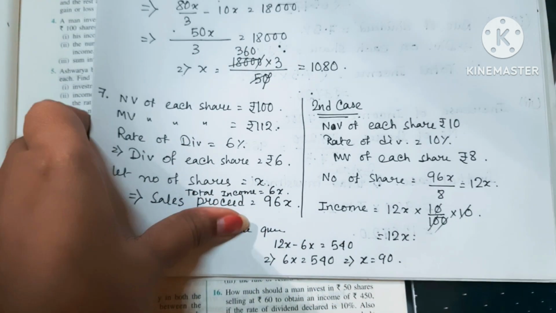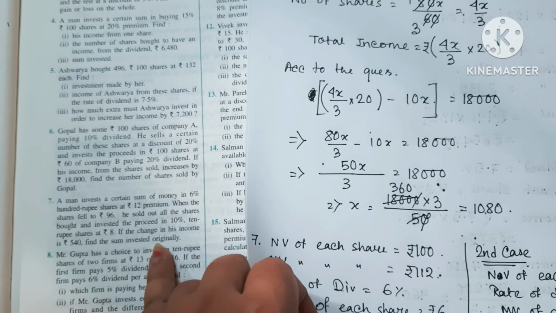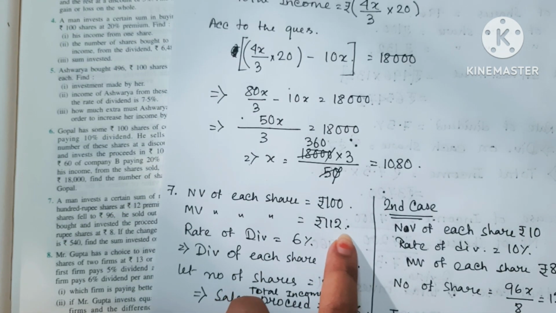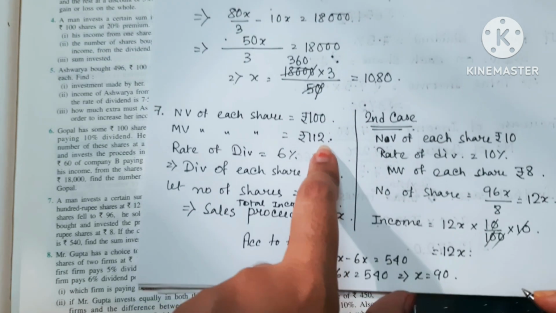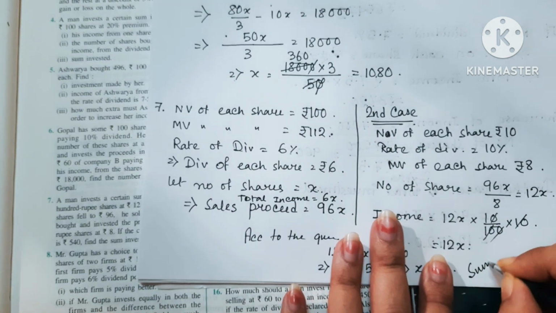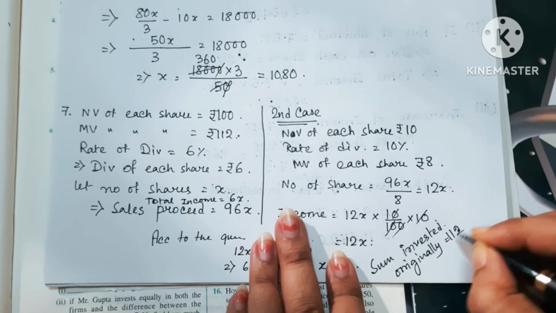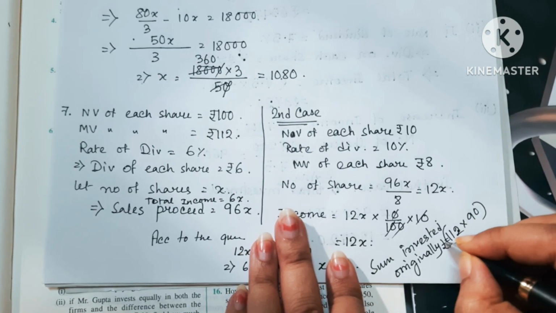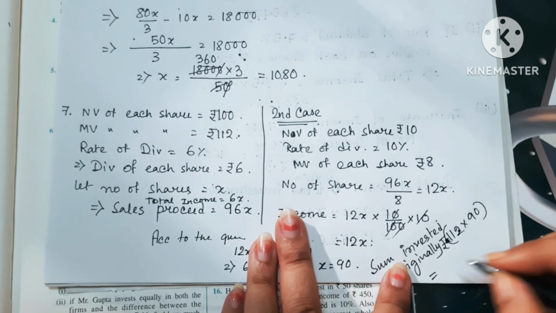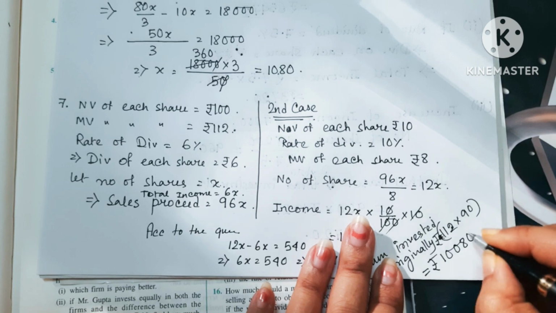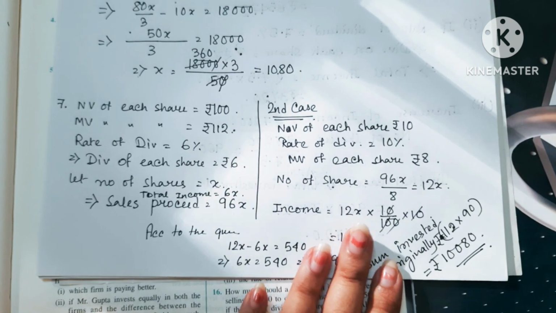Okay, so total investment, sum invested originally, that will be 90 into this market price into 90. So sum invested originally 112 into 90 rupees. Okay, so rupees, if you multiply you will get 10080. This one will be the answer.